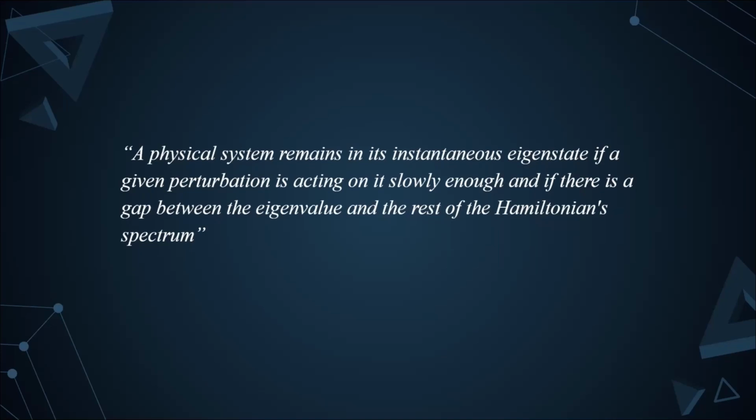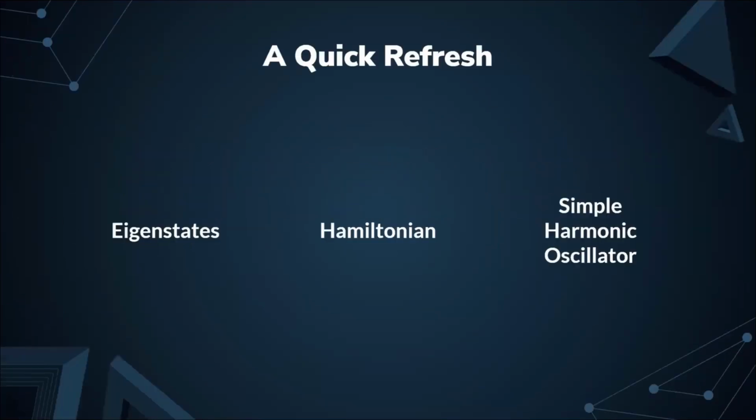This also means that if the system starts in an eigenstate of a determined initial Hamiltonian, it will end in the corresponding eigenstate of the final Hamiltonian. And that's still pretty complicated. So before we go further, let's take a quick refresh on our eigenstates, Hamiltonians, and simple harmonic oscillators.